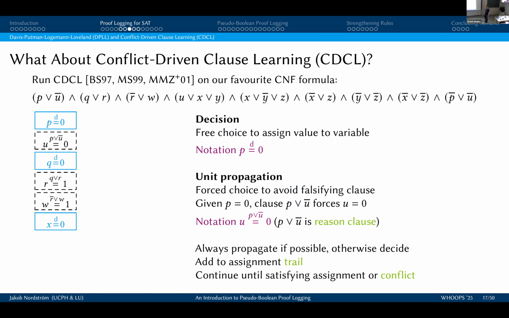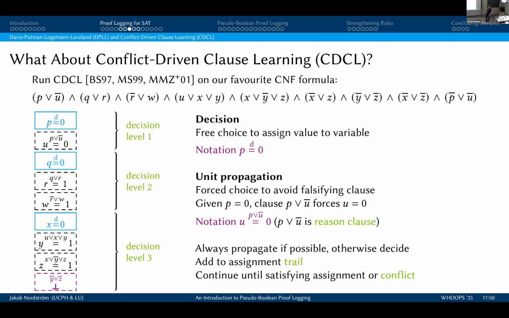So then I make a decision. I set X to false. If X now, U is false and X is false, so U or X or Y propagates that Y has to be true. Now X or not Y or Z propagates that Z has to be true. But now this clause is violated and we have a conflict, just as we had before in DPLL. But now a modern solver will do something that's called conflict analysis.